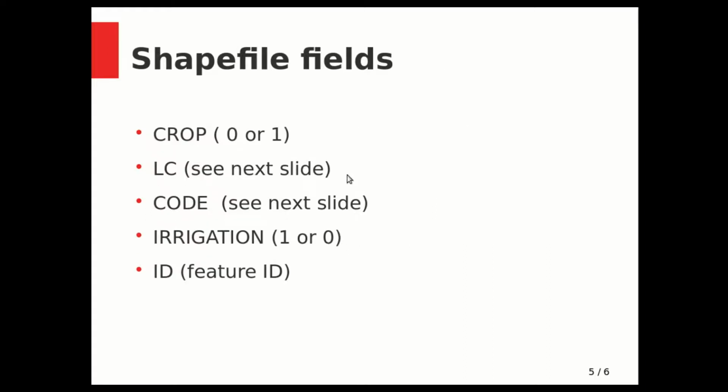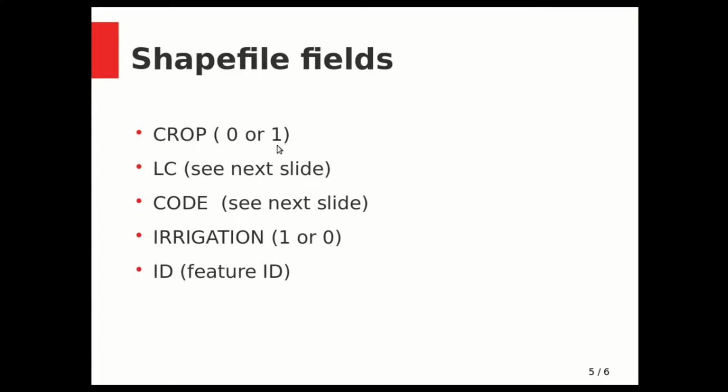For the shapefile fields, we have the crop, the LG, the land cover, the code, the irrigation, and the feature ID. For the crop, all of the training features are labeled as 1, since those features that don't have number 1 as a value will be ignored by the classifier.